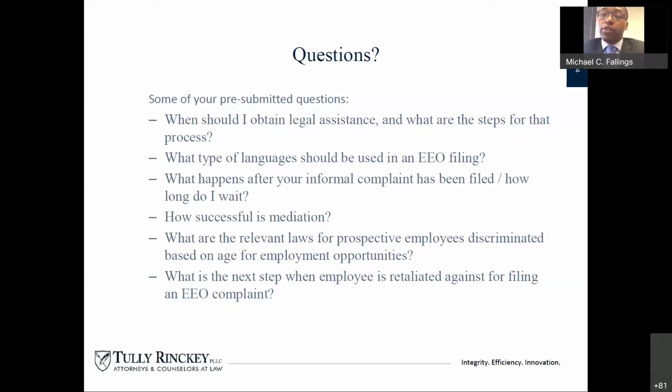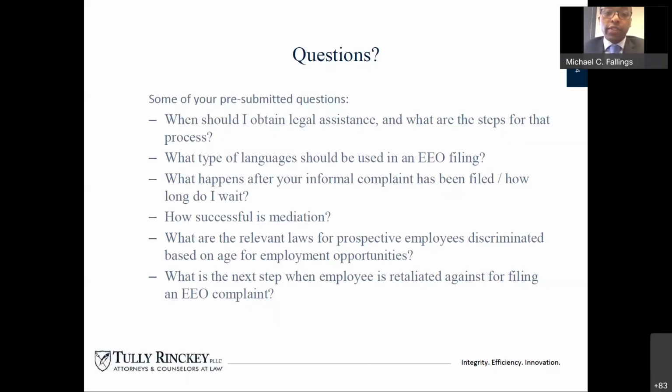What are the relevant laws for prospective employees discriminated against based on age for employment opportunities? The key law there is the Age Discrimination in Employment Act, which prohibits discrimination against employees over the age of 40. And what is the next step when an employee is retaliated against for filing an EEO complaint? Well, that person should contact the EEO counselor to advise that they've been retaliated against. Again, that complaint should be initiated within 45 days of when that retaliation occurred.